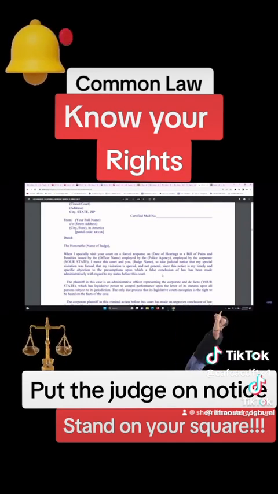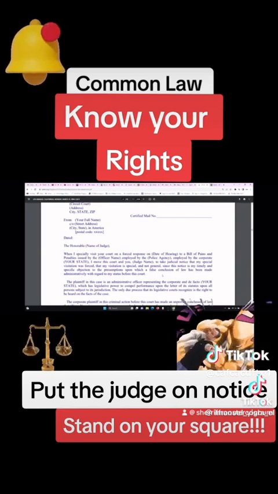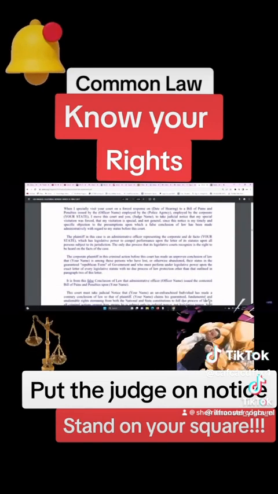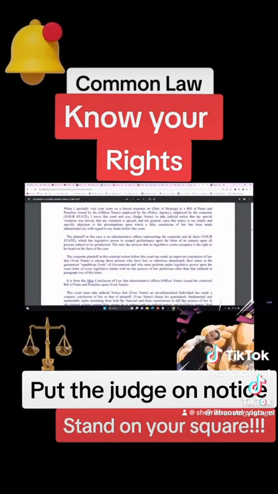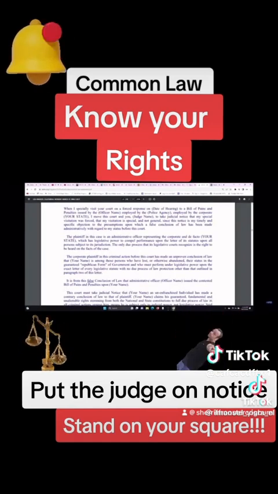So we go on, it says, issued by the officer so-and-so, employed by the police agency, employed by the corporate state of Georgia. I move this court and you, Judge so-and-so, to take judicial notice that my special visitation was forced, that my visitation is special and not general, since this notice is my timely and specific objection to the presumptions upon which a false conclusion of law has been made administratively with regard to my status before this court. The plaintiff in this case is an administrative officer representing the corporate de facto state of Georgia, which has legislative power to compel performance upon the letter of its statutes upon all persons subject to its jurisdiction.